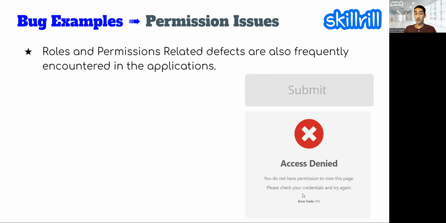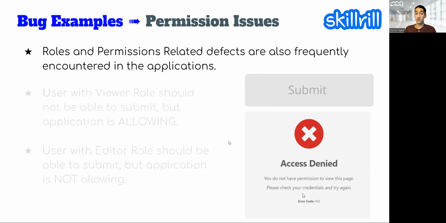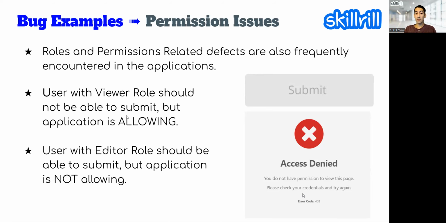So these are roles and permissions related defects, basically, right? This is frequently encountered in applications, and here are 2 examples. User with viewer role should not be able to submit, but application is allowing. Now, this can actually be a defect title here, right? You can take that and then create a defect. Or the other way around, user with editor role should be able to submit, but application is not allowing to submit.